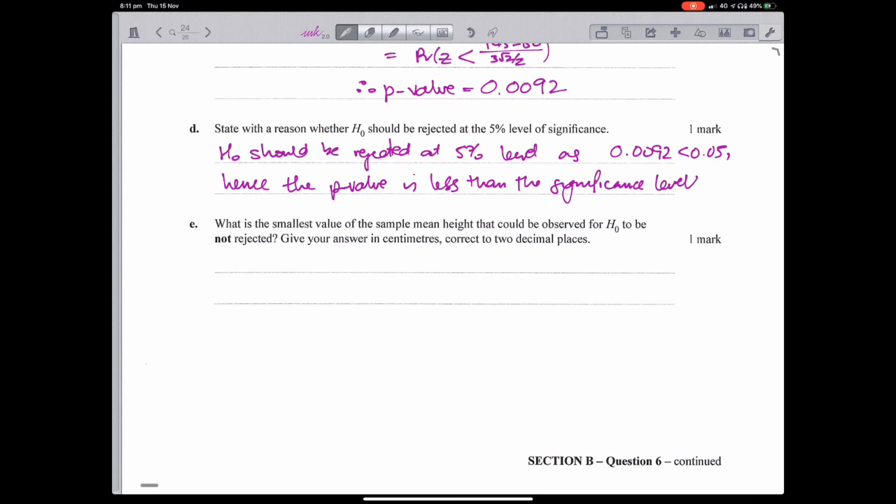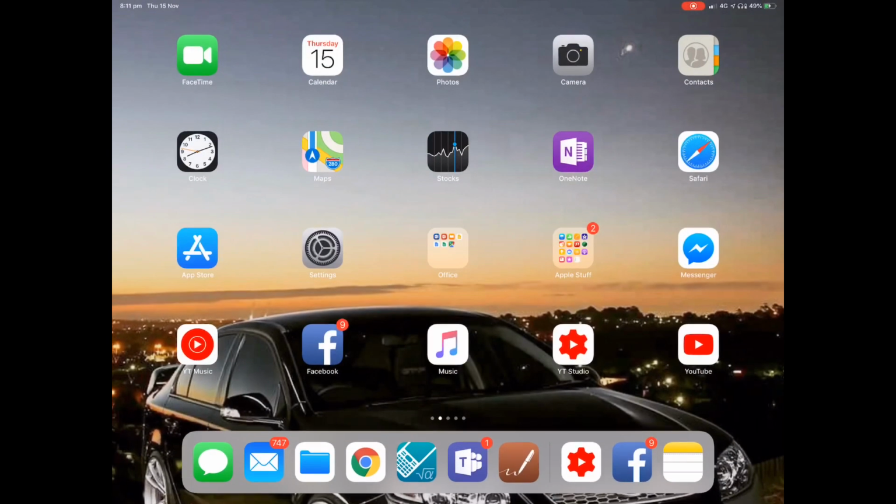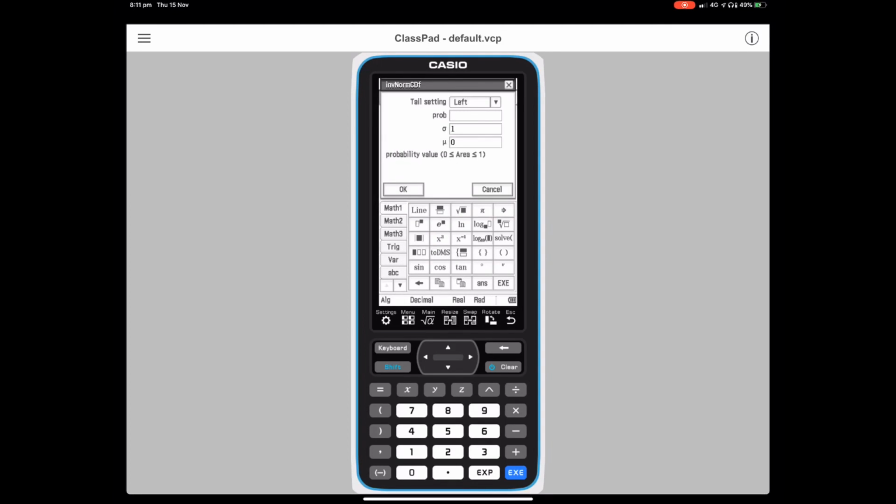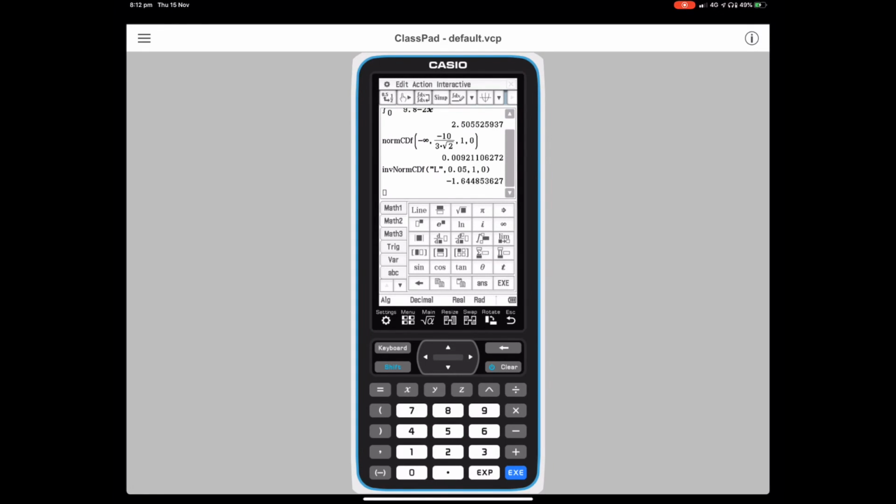What's the smallest value of the sample mean that could be observed for H naught to be not rejected? Okay, so if we wanted it to not be rejected, first we'll find the probability that z is less than c is equal to 0.05. Let's just work that out first. Inverse distribution: I want the left-hand side to be 0.05. So that gives us negative 1.6448.